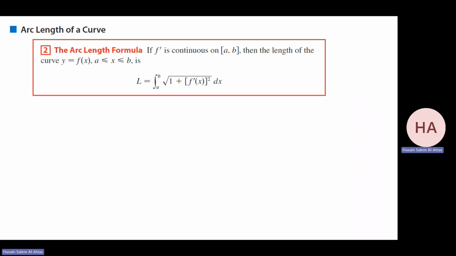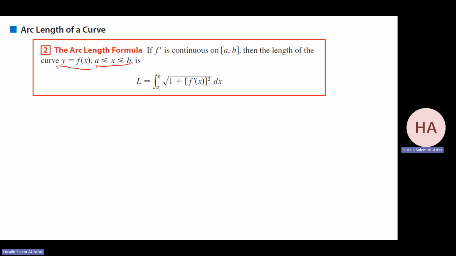If f prime is continuous in this interval, then the arc length, or the length of the curve y equals f of x, where x is between a and b, is this one: the integral from a to b of the square root of 1 plus f prime squared dx. Usually the problem is in the calculation, where I need to do this in a way that, when I take the square root, it will be easy to integrate.